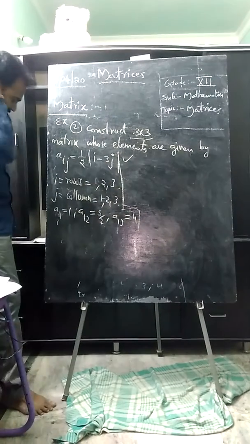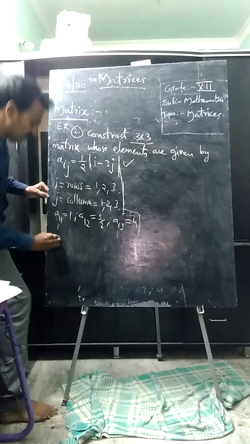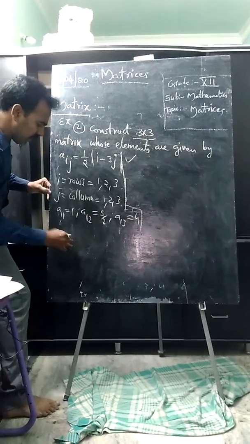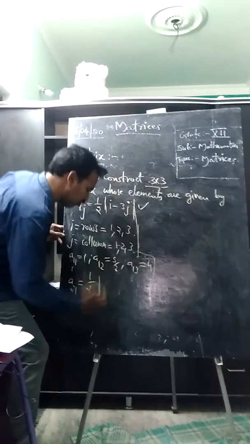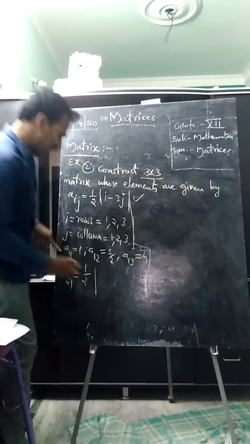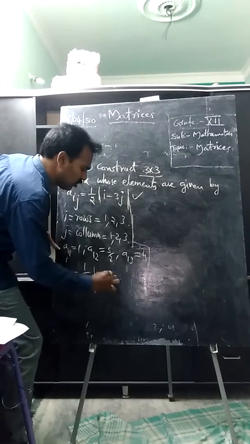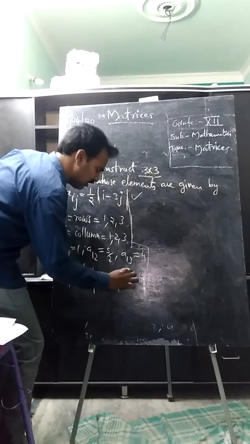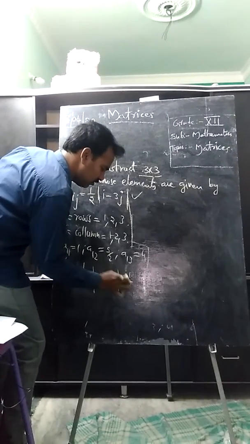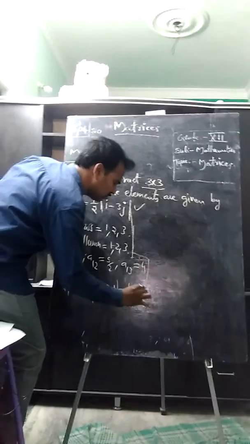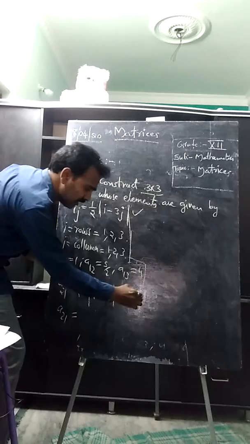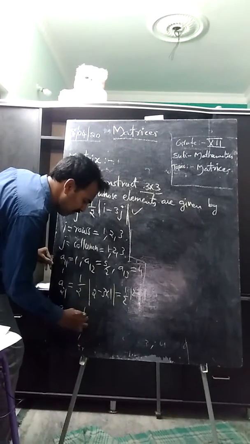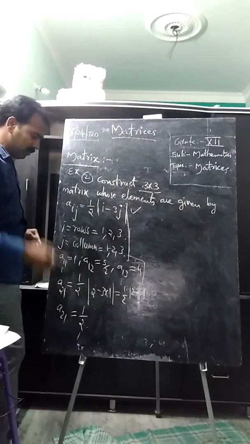Next we will discuss the properties. So first row is completed. Now we'll go to second row. A21 means the element which belongs to second row, first column. So same process, students. 1 by 2 modulus of 2 minus 3 into 1, that is 1 by 2 modulus of 2 minus 3. As we know, A21 is 2 minus 3, minus 1, but it becomes 1 because of modulus. A21 is 1 by 2.